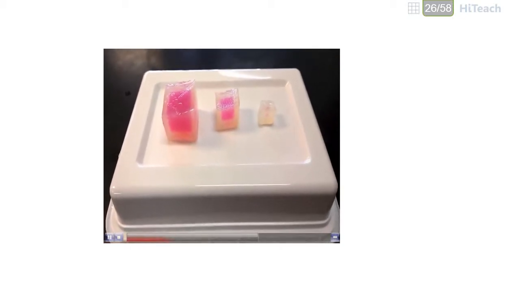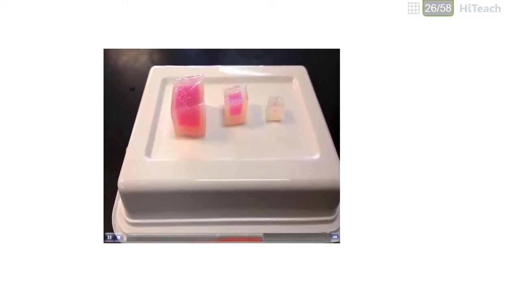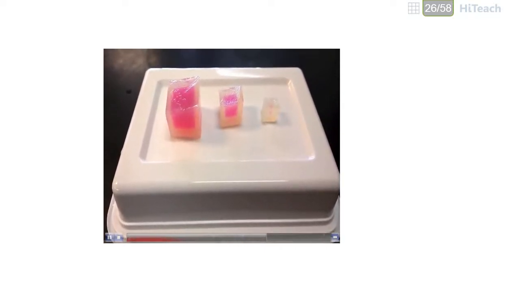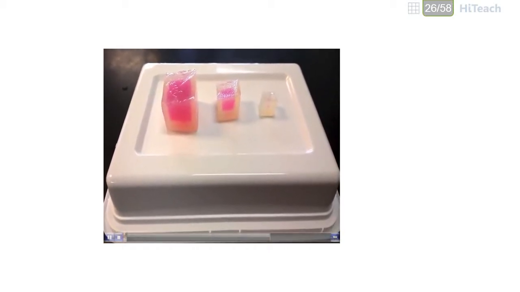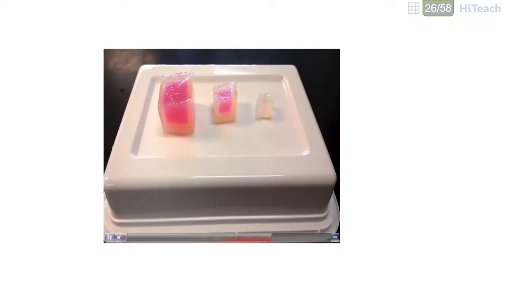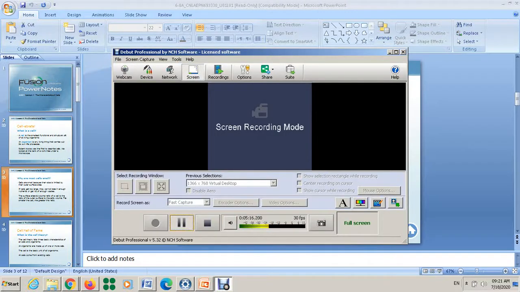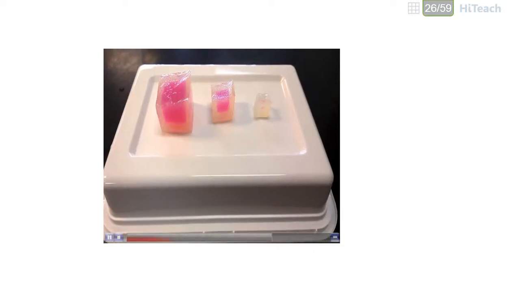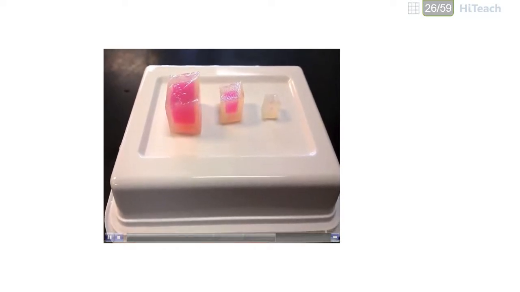So here are the cubes after about 6 minutes in the acid solution. In the smaller cube, you can see that the acid has diffused through most of the cube already. In the medium cube, the solution has diffused through about half of the cube, and in the larger cube, you can see that a majority of the unacidified phenolphthalein agar is still pink in the center.